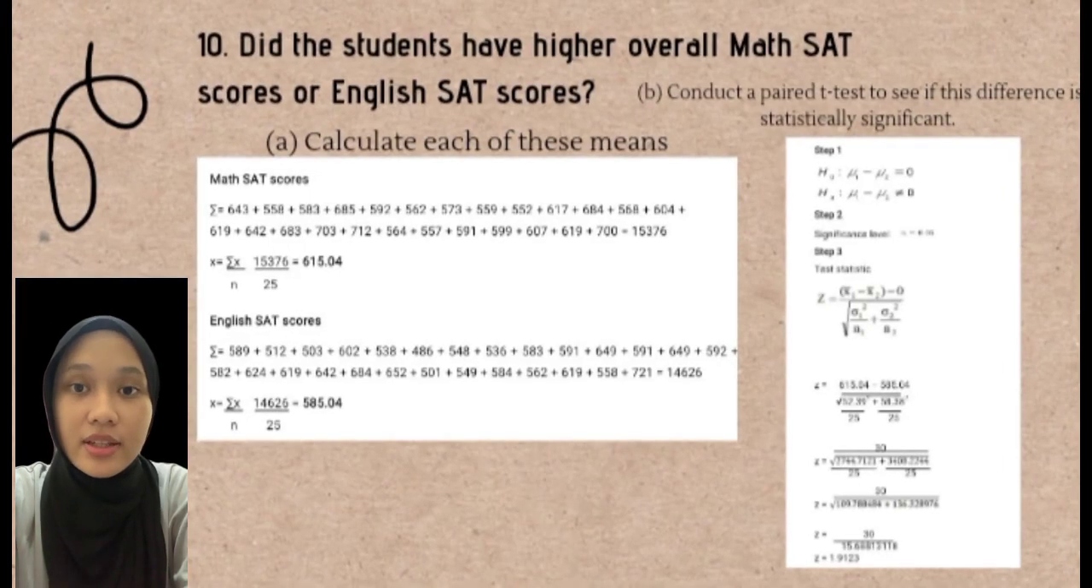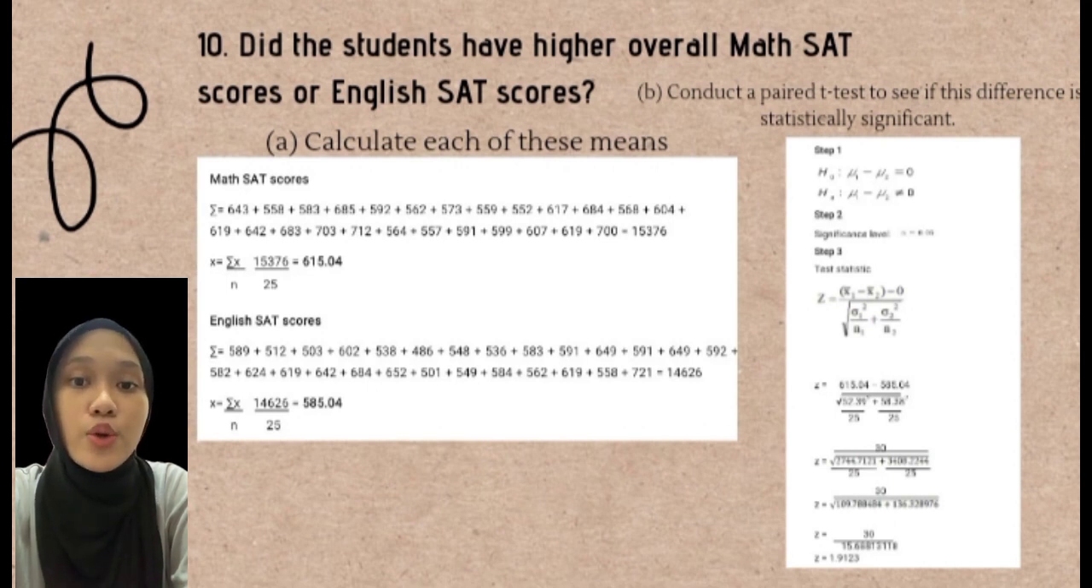Question number 10. Did the students have a higher overall Math SAT score or English SAT score? For part A, calculate each of these means. So first, we need to use the formula for mean of ungrouped data. The formula is the sum of x values divided by n. So we need to calculate the mean Math SAT scores using this formula.